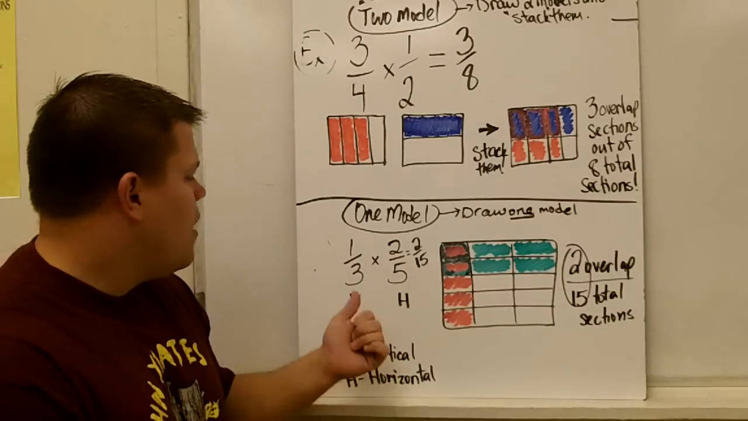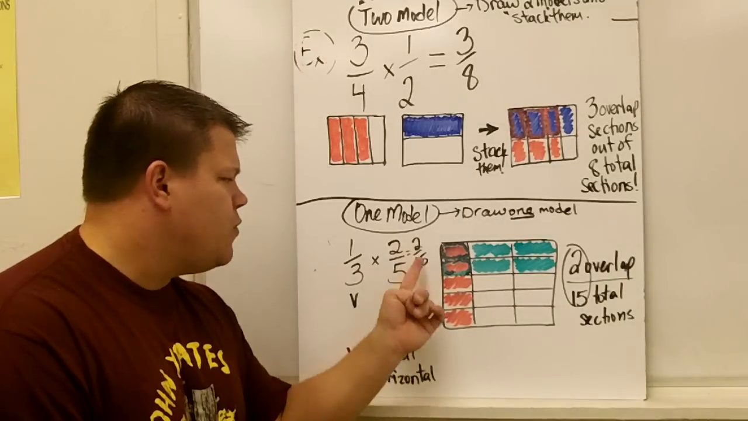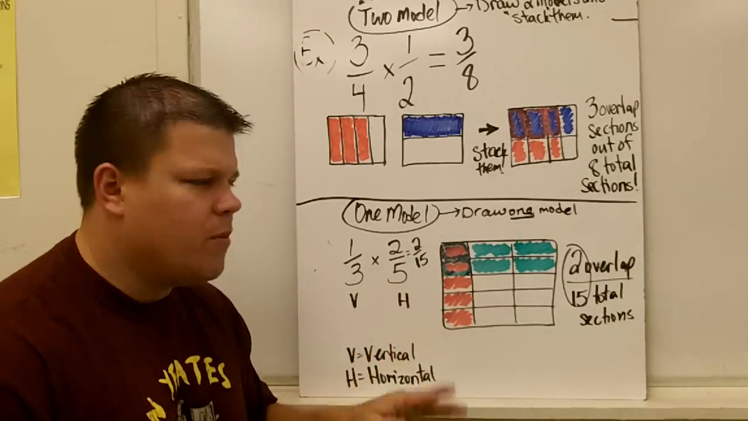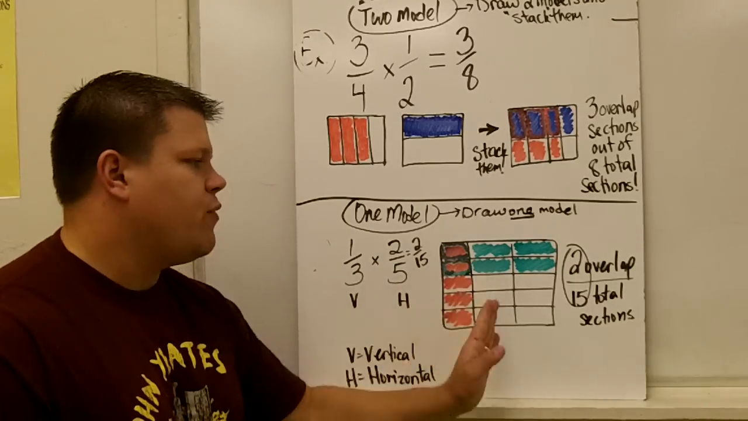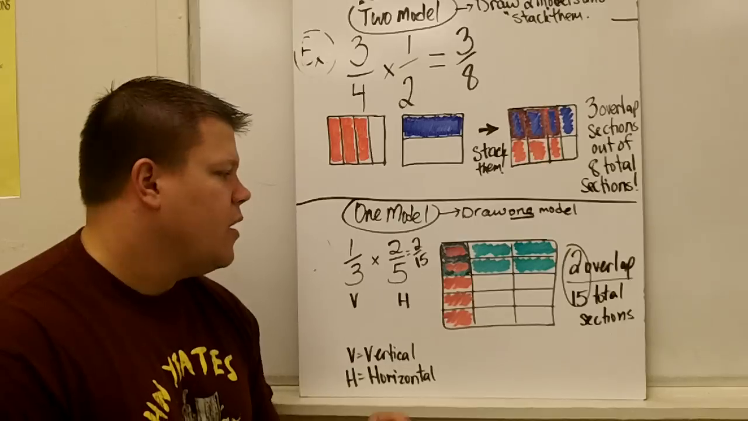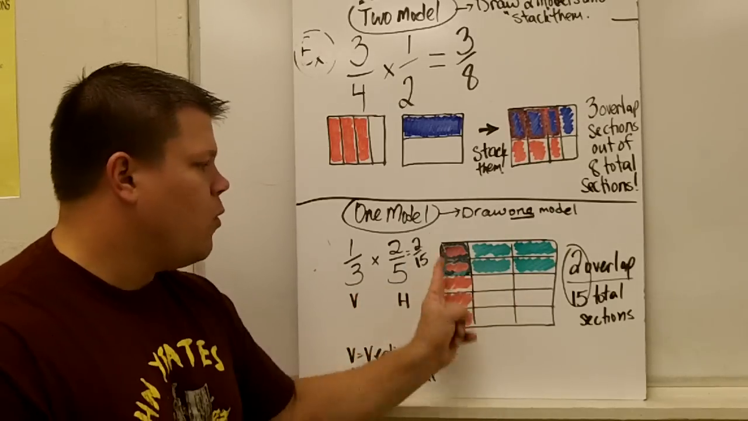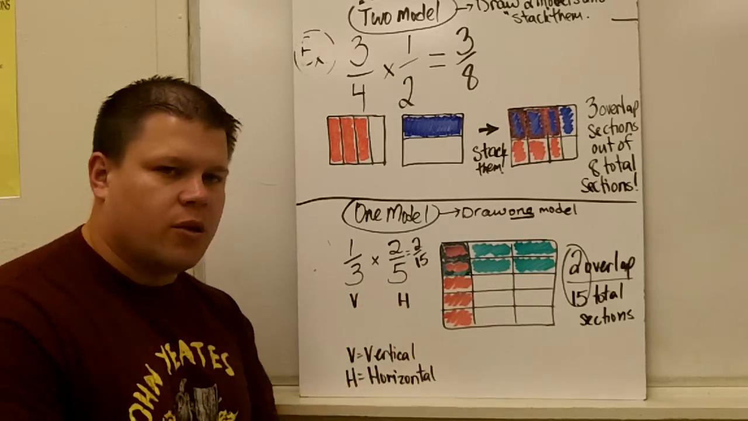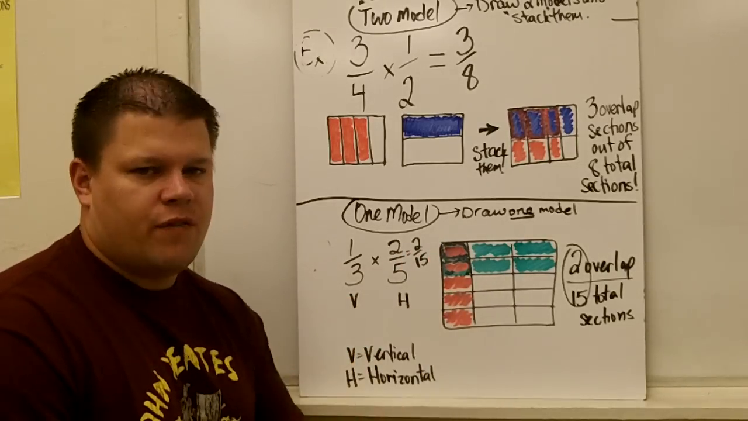If you take a look at the other example here, I appear to be missing my example key. It's okay. 1/3 times 2/5. Now, if I try to solve that, I'm going to get 2/15. And I know that's really small. I'm sorry, but the model will prove it. In the one-model method, you're drawing everything in one model, just like you see up here. I am drawing vertically 1/3, so that's 1 out of 3. And then horizontally, which is side to side, I'm drawing 2 out of 5. So I have 2 rows shaded out of 5 rows.